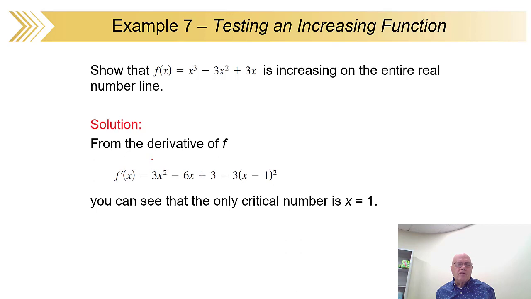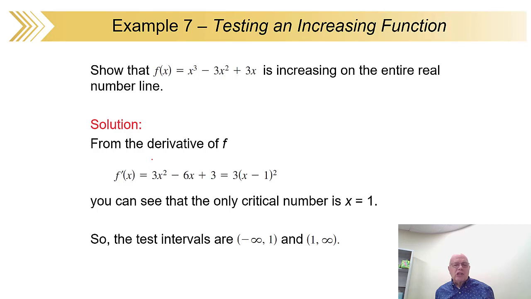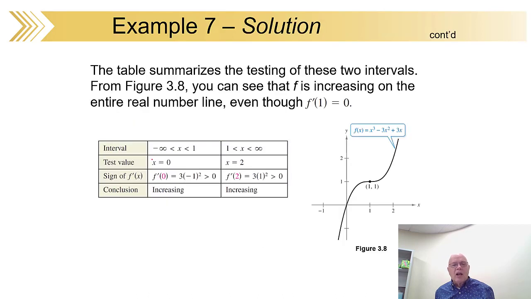The derivative gives you that. Only one critical number at x equals 1. Test intervals. So your initial impression might be, well, it's increasing on one, decreasing on the other, I expect. However, it's increasing everywhere. So keep that in mind.